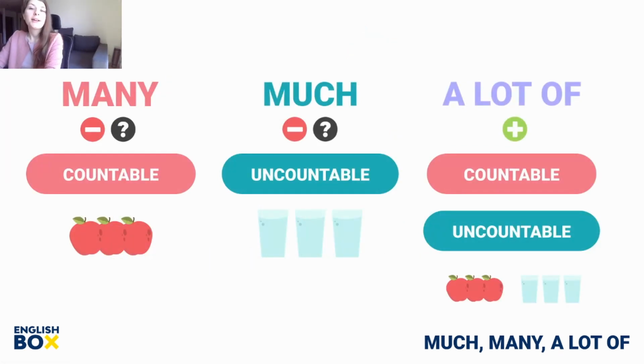Now let's do a quick review. So what is the difference between many, much, and a lot of? We use many with countable nouns in negative sentences and in questions. We use much with uncountable nouns in negative sentences and again in questions. And we use a lot of with both countable nouns and uncountable nouns in positive sentences.